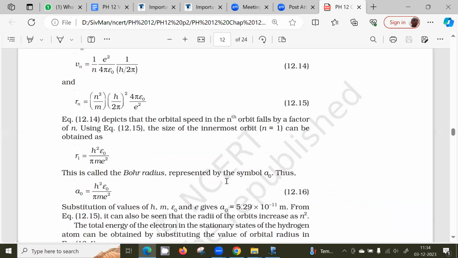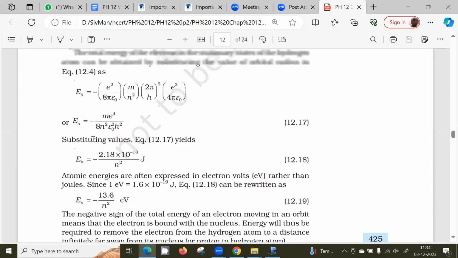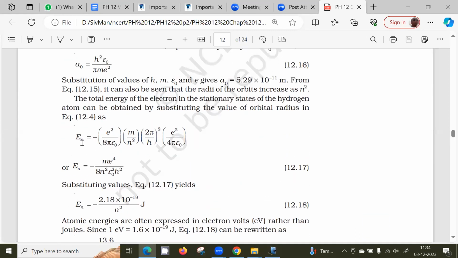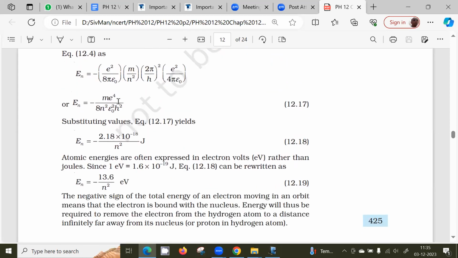So energy also we have found, and if I put n equal to 1, that will correspond to the energy of the ground state of the electron. That's n equal to 1. N equal to 2 is the first excited state. So this way I put the numbers, everything is constant. E is electron charge, m is mass of the electron, h is the Planck constant. And simplify it, you will get this energy formula.